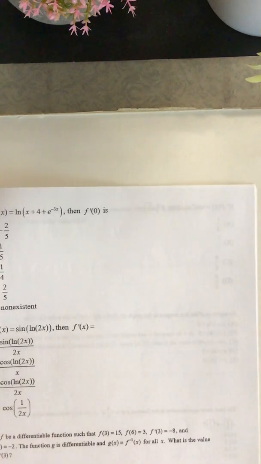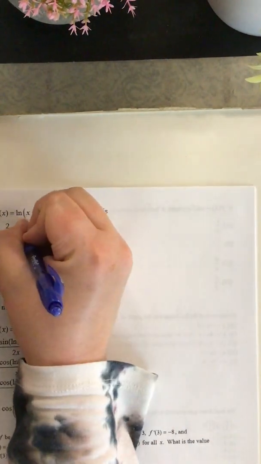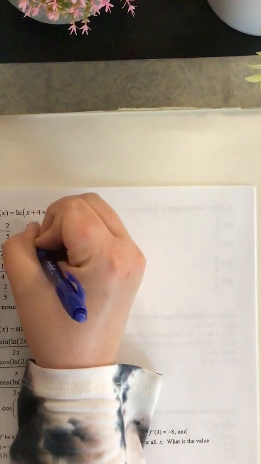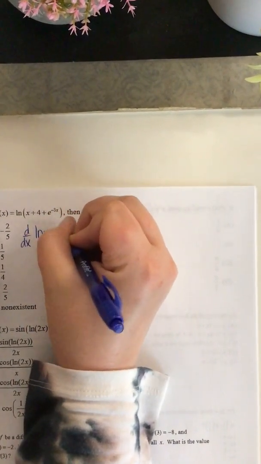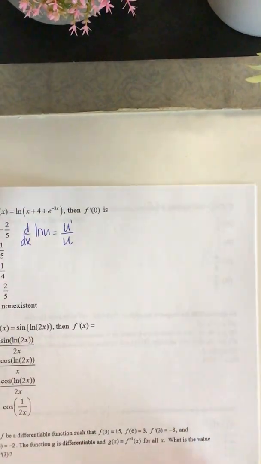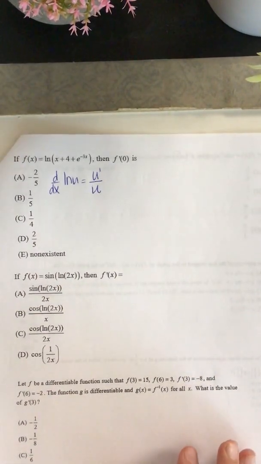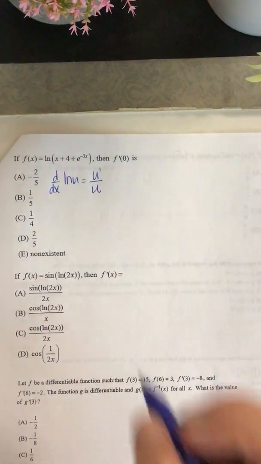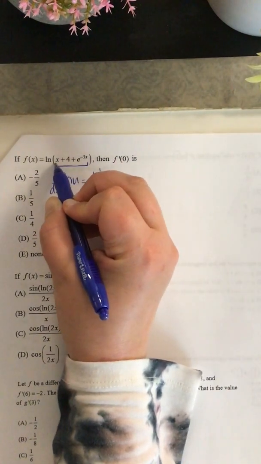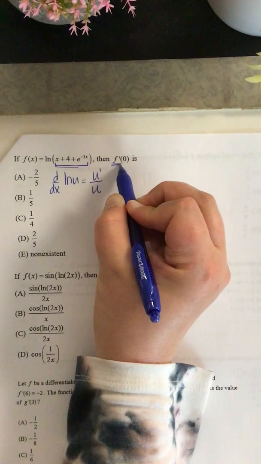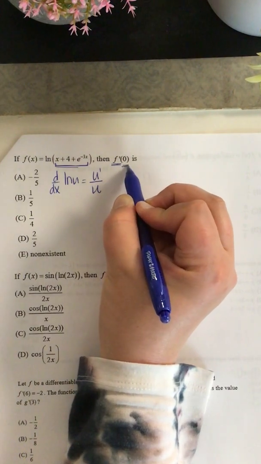All right, next one. Take a look. ln u, what was the rule for the derivative? 1 over u and then what? Times u prime. So u prime over u. So I'm going to just use that rule because I think it looks easier, but it's the same thing. So we have ln of u, this is our u, and then we want to take f prime of that and then plug in 0.